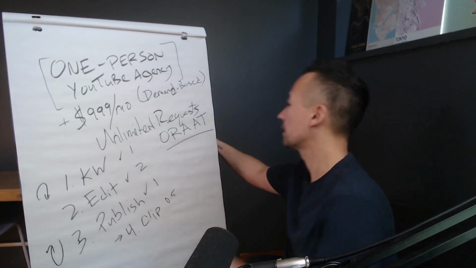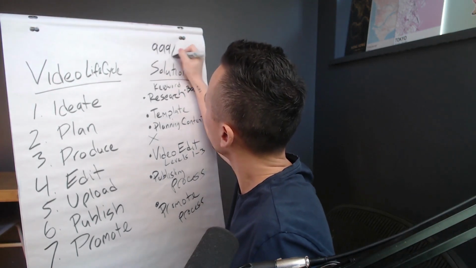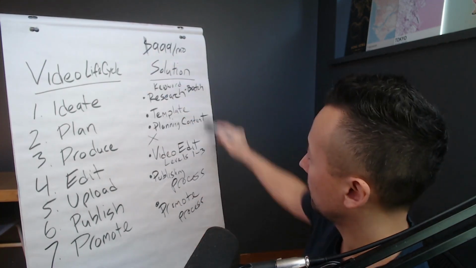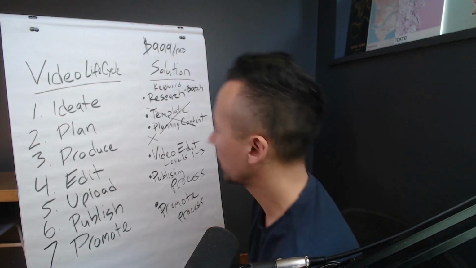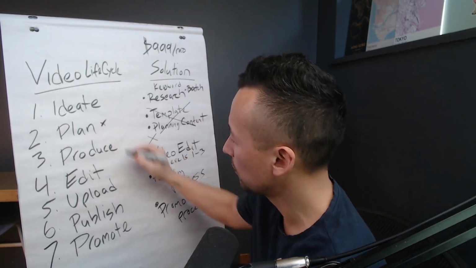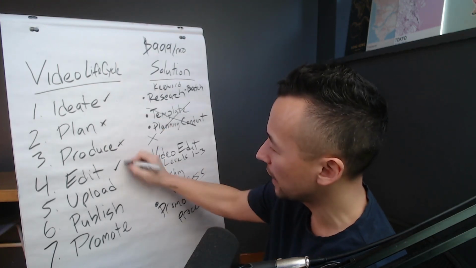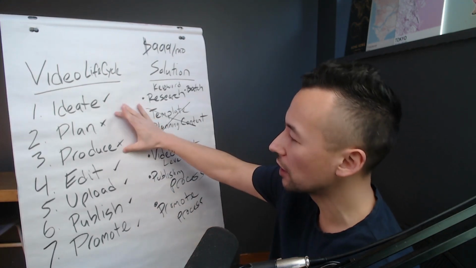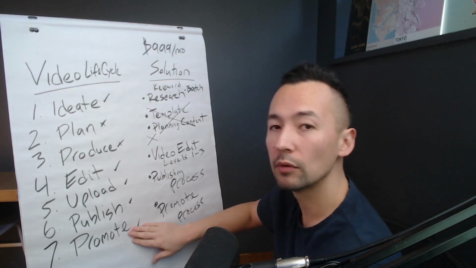Let's go back for a sec. This is where we were. Now you can see $9.99 a month for this. Okay? Let's take off this. Let them plan their own content, okay? Let them plan and produce themselves. You focus on ideation, editing, uploading, publishing, promoting. That way they kind of chunk it together and they don't get back to you until they're ready to go.